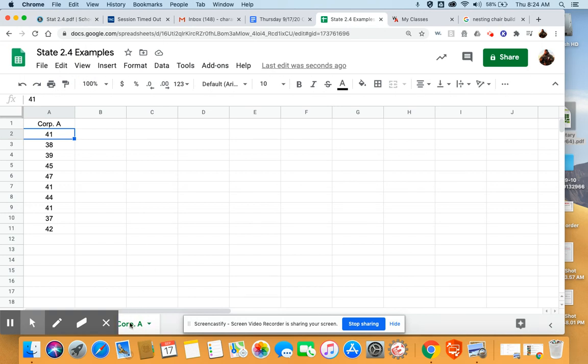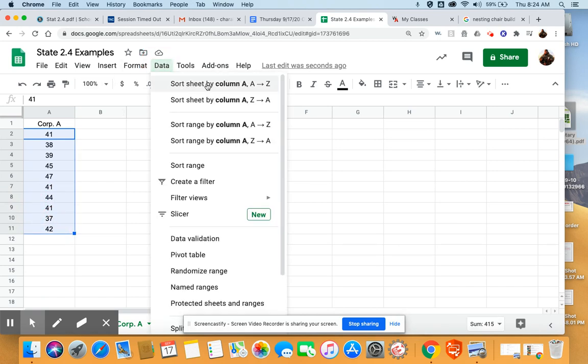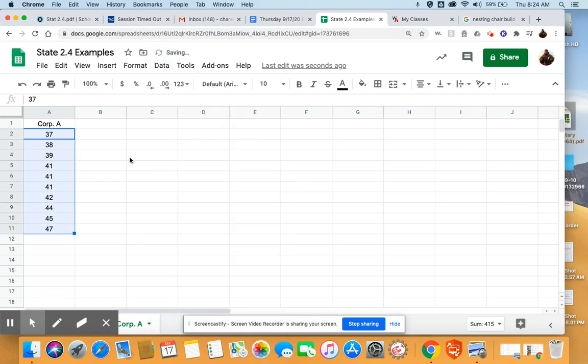I have set up Corporation A here in a spreadsheet, and we can go ahead and go to data, sort that range. There we go. Lowest value is 37, highest value is 47. We can calculate the range equals highest value minus the lowest value, and we get 10. And that tells you how far out your data is spaced, how wide your data set really is.